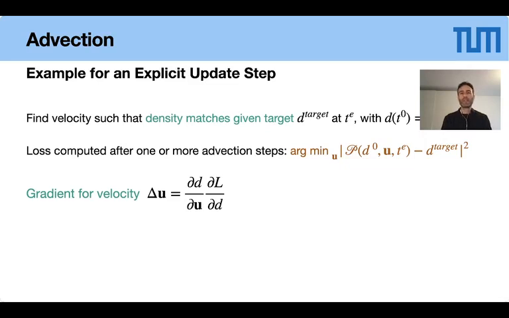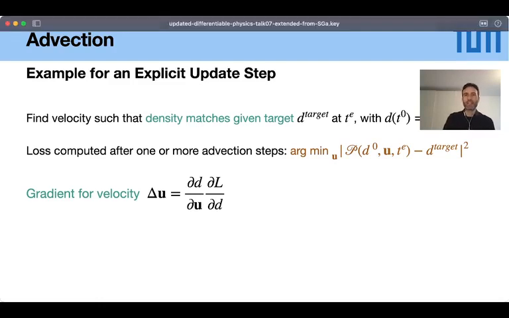If you look at this minimization problem, we basically have a loss evaluation for our PDE solver P, which gives us the d. So essentially, we're interested in knowing how L changes with respect to d, so partial L, partial d, and then multiplied, by the chain rule, with the evolution of d as given by our PDE with respect to u, so partial d, partial u.